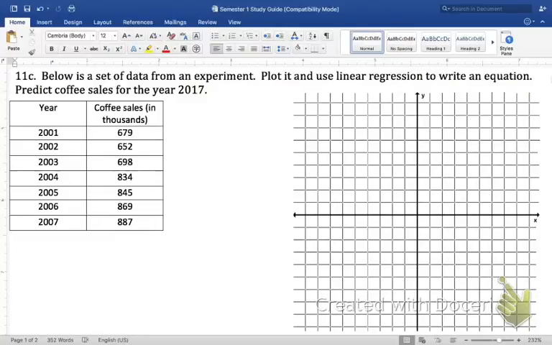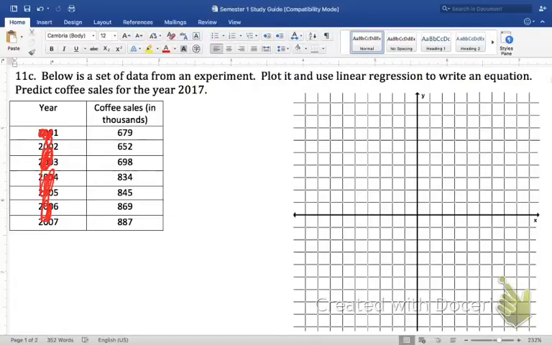Actually, what I'm going to do is change the year and make it years since 2000. That means I'm going to get rid of all that. There we go. So now 1 represents 2001, 2 represents 2002, and so on.